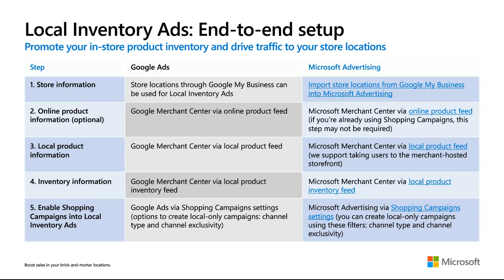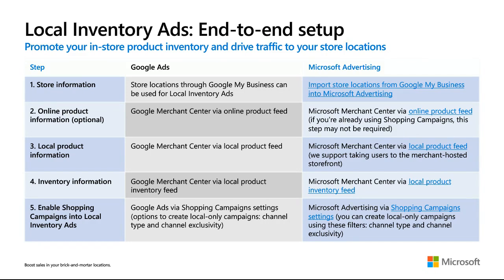The next step in the process is to upload an online product feed through the Microsoft Merchant Center. If you're already using shopping campaigns, you may not need to do this as you already have an online product feed. Next, you must create and submit a local product feed for local inventory ads. This feed contains the products sold in your stores with attributes describing the products. To submit your feed, go to the Merchant Center under the Feed Management tab, where you'll have the option to create a local product feed.